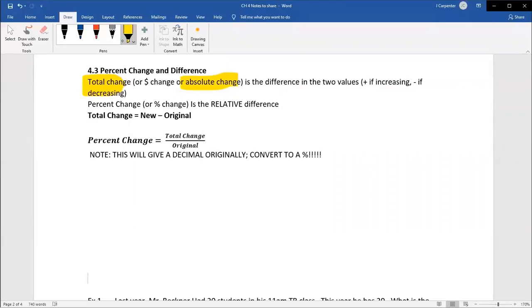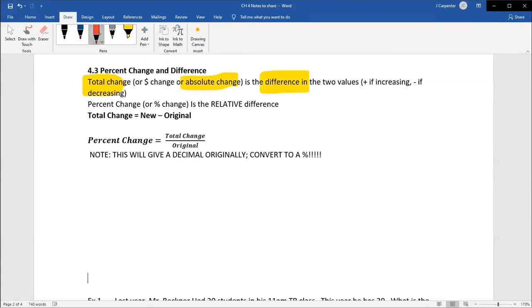All right. So total change is just a difference. Total change is a difference. Don't you ever forget that again. When we talk about things as a percent change, sometimes some people will just use the percent symbol. It is the relative difference. So percent change, relative change, percent change with the symbol, those all mean the same thing.